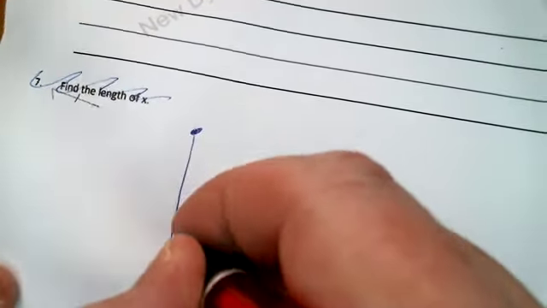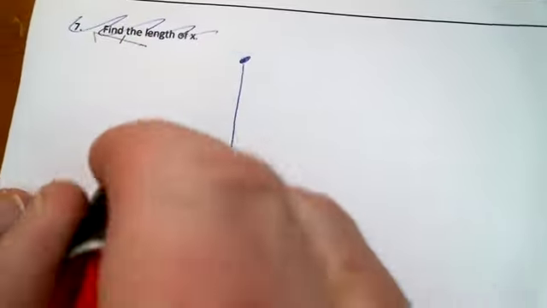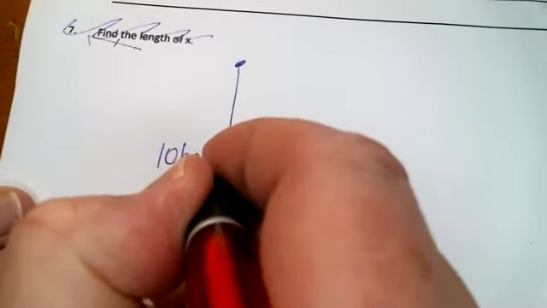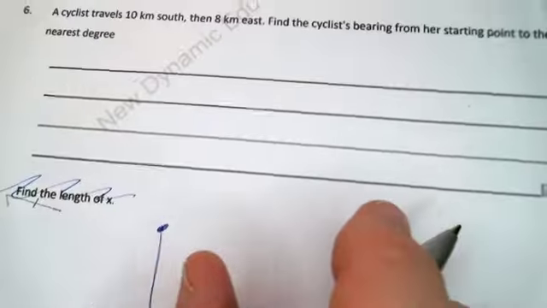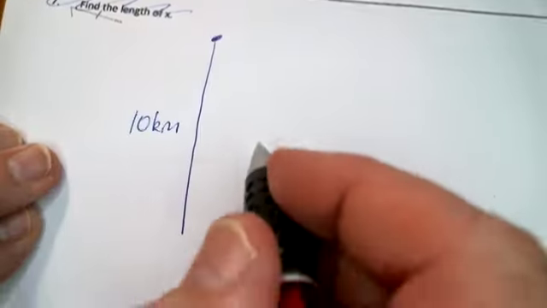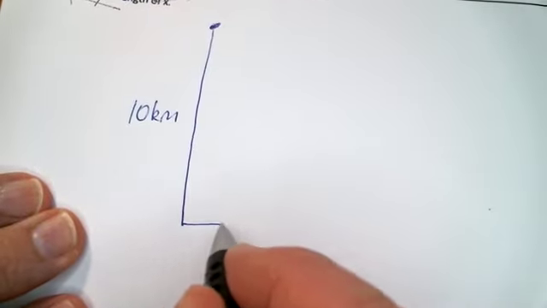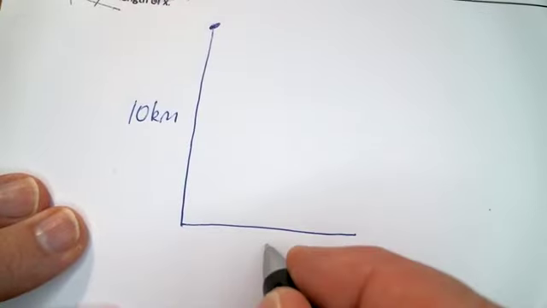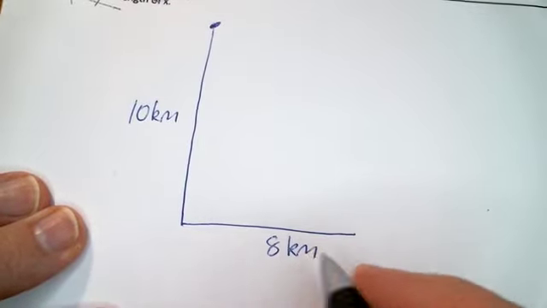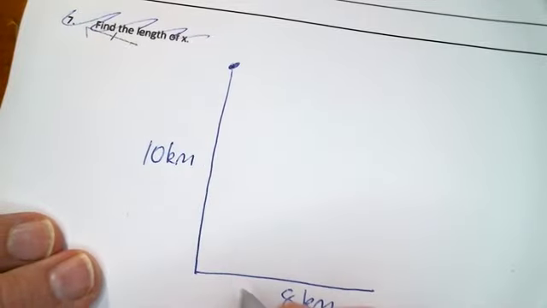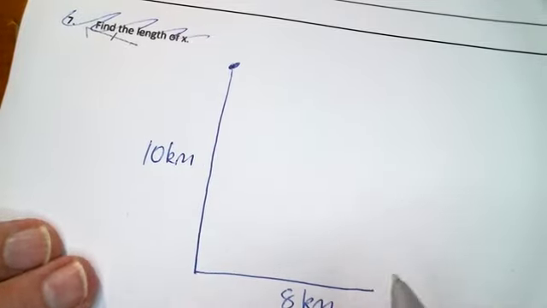Then travels 10 kilometers south. So I'm just going to call that 10k. I keep bumping the camera. The next thing it says is, and then 8 kilometers east. So let's just call that 8. Ten kilometers south means it's going down. This is east, so it's going to the right.